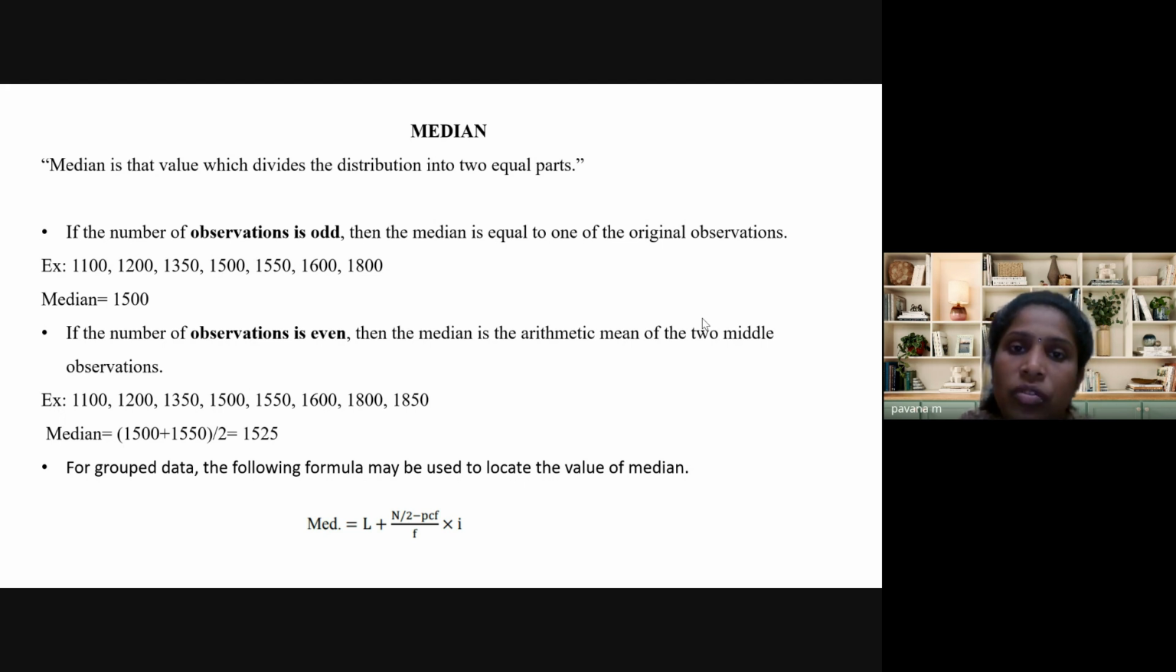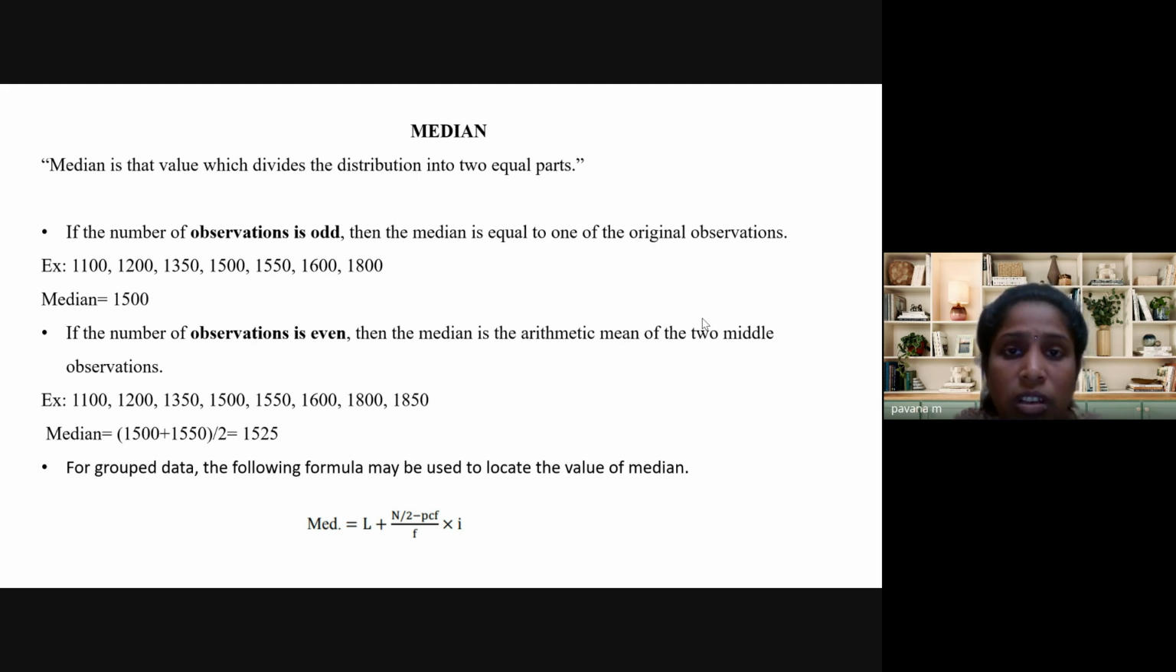But for an even number of observations, maybe that particular series has 10 observations or 12 observations, how will you calculate the median? The average of the two middle values is the median. Suppose you take the above example and add another number, 1850. In the above problem we had 7 observations. Now you are adding another value, so now the number of observations is 8, right?